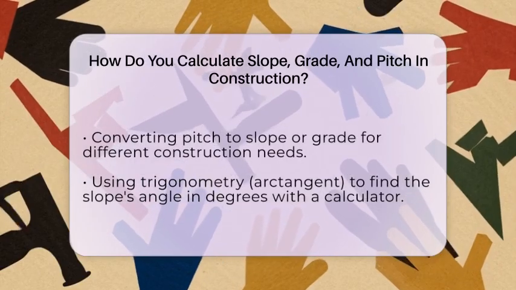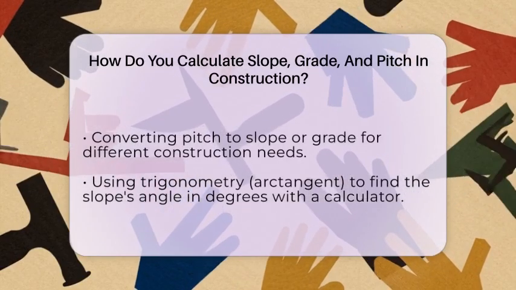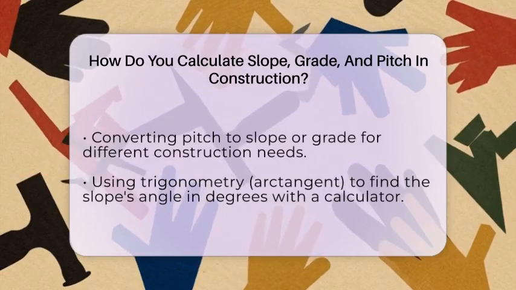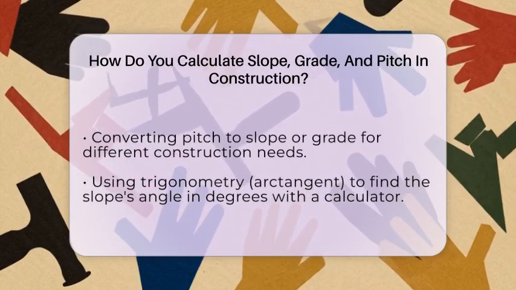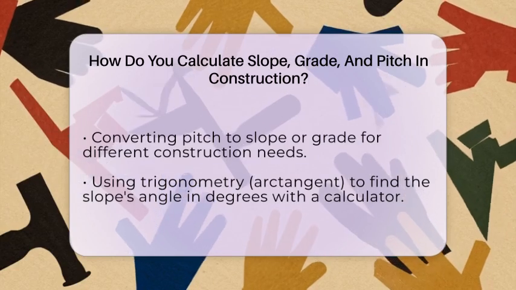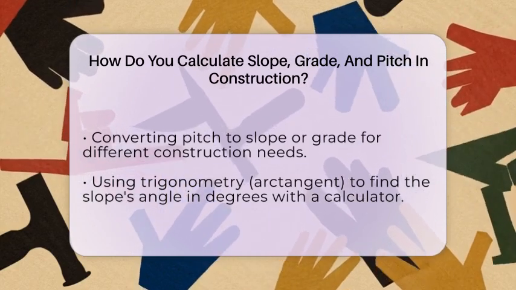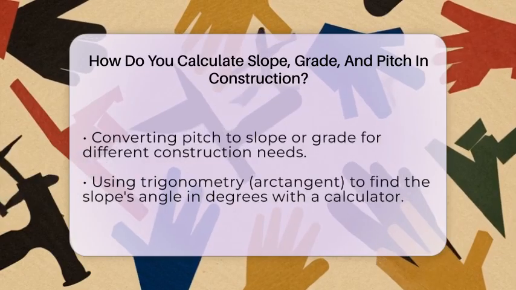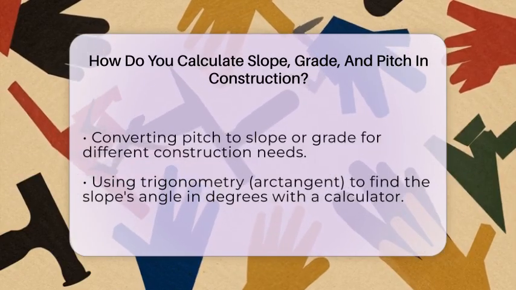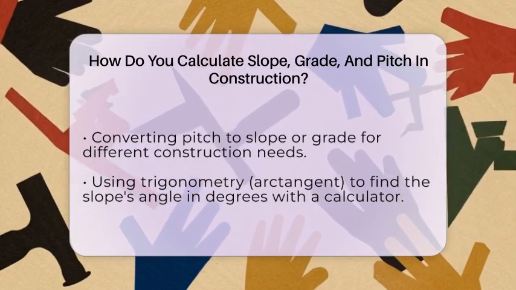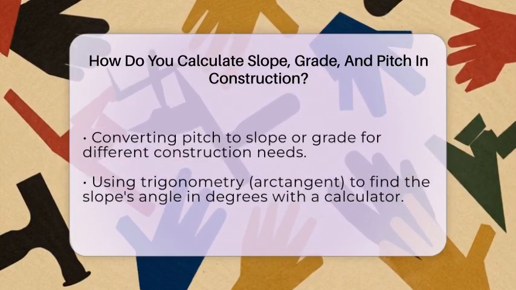To find the slope in degrees, you'll need to use a calculator and some basic trigonometry. Take the rise divided by the run, then find the inverse tangent or arctangent of that ratio. For example, arctangent of 3 divided by 36 gives the angle of the slope in degrees. This helps when you need precise angles for roofing or other inclined surfaces.